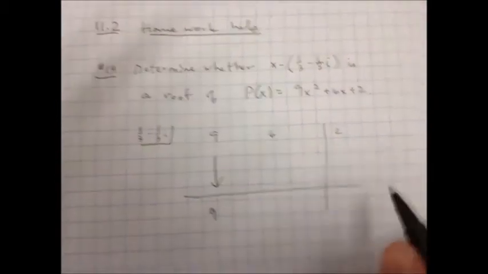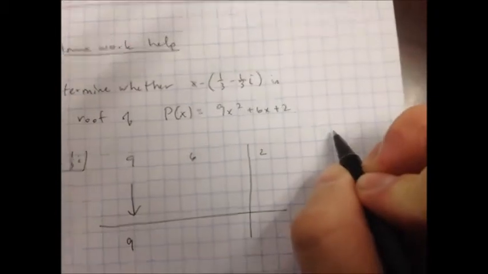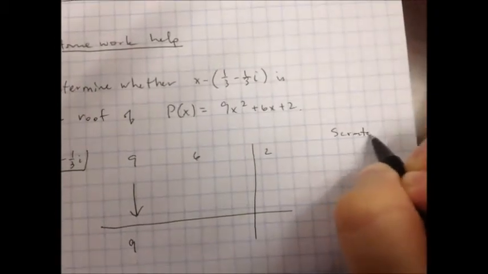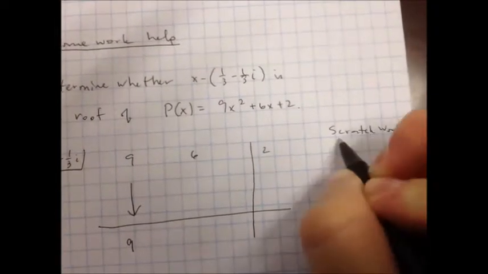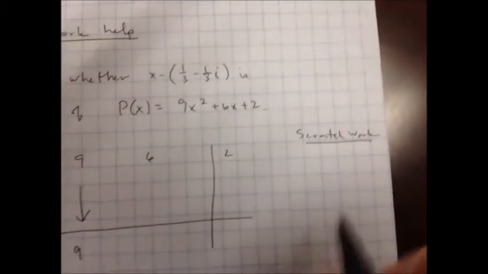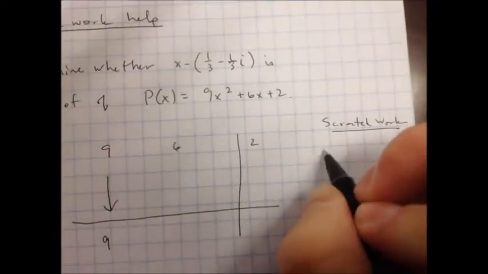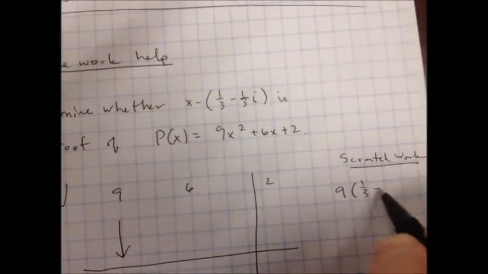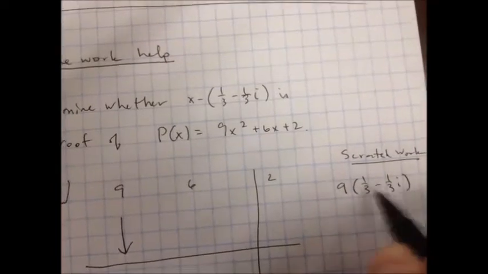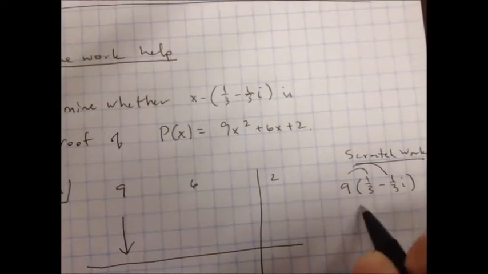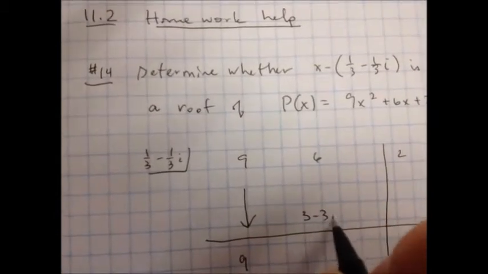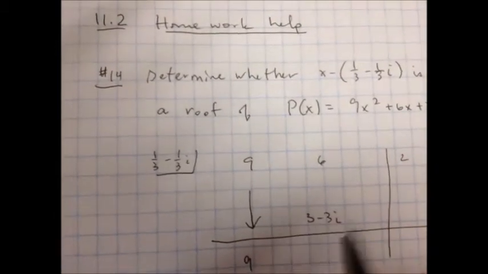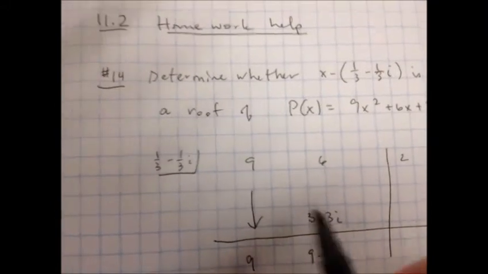and then I say, okay, I'm going to do a little scratch work over here. Okay, my scratch work is going to do 9, and I'm going to multiply 9 times 1/3 minus 1/3 i. Well, let's just distribute that. That becomes 3 minus 3i. So here I have 3 minus 3i. Well, then 6 plus 3 is 9 minus 3i.